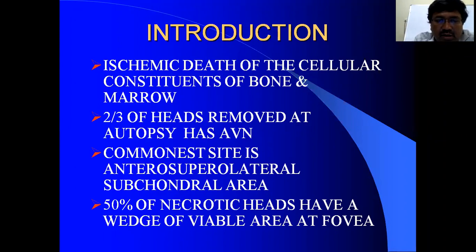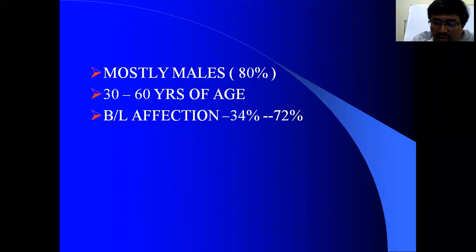The commonest sites are the anterosuperior lateral aspect of the femur and the subchondral area. 50% of the necrotic heads have a wedge of viable area at the fovea centralis, which is a blood supply area of the femur head. Mostly we see avascular changes in males, 80% of the cases, in the middle-aged population, 30 to 60 years of age. And it is a bilateral condition in nearly 34 to 72% of the cases.